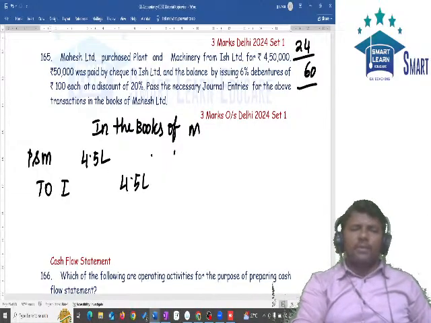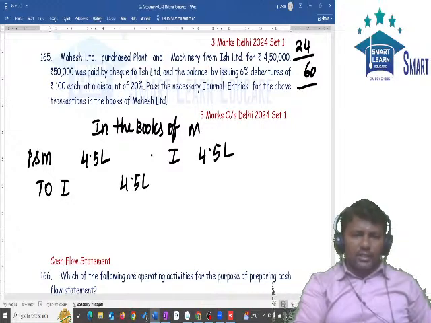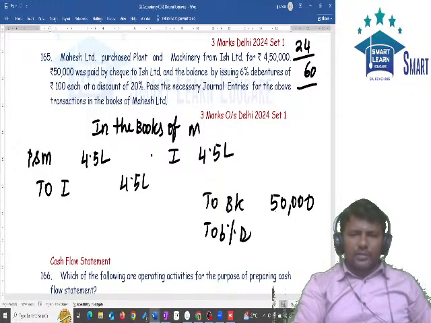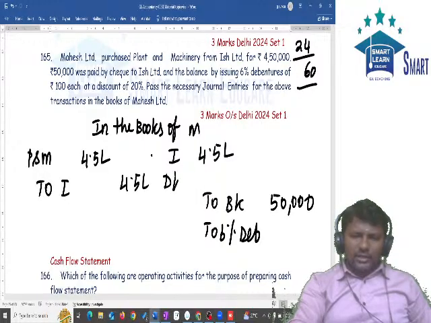Next you can pass the payment entry. What is the payment entry? I Limited account debit 4,50,000, and we paid by bank. How much is paid by bank? Check is given, bank draft is given for 50,000, and also we have some debentures. So 6% debenture should be credited. Debentures are issued at a discount, so discount also should be debited.